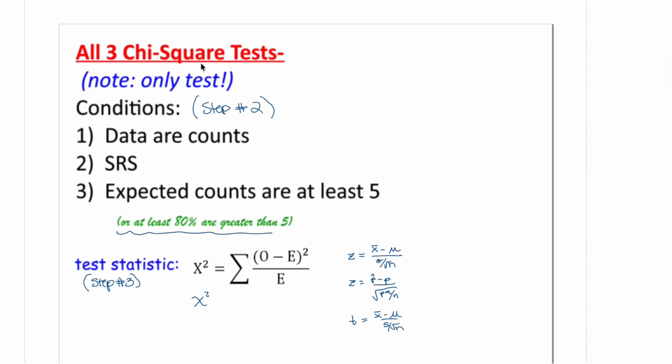So all 3 chi-square tests are only tests, and that's what I mentioned early in this video. There's no confidence interval for chi-square tests. The conditions are the following 3. First, data are counts. This means that our data are categorical variables. They are not continuous values, and that's one of the purposes of doing it.